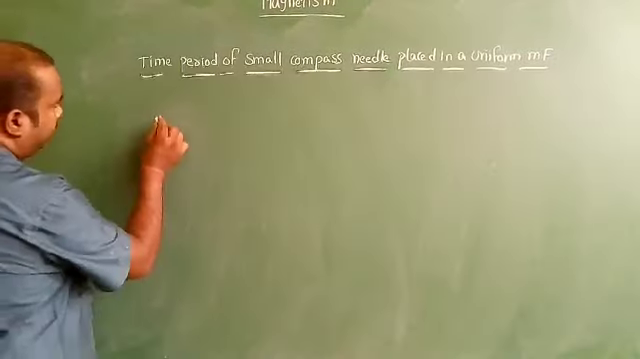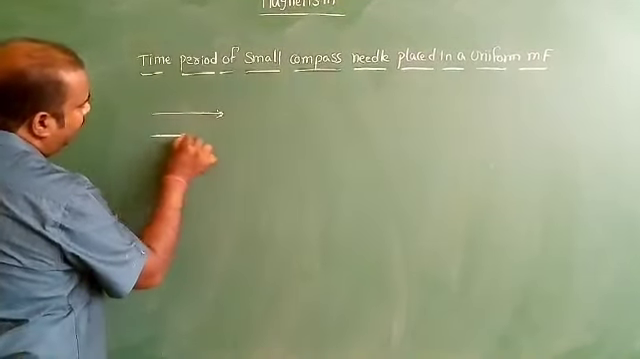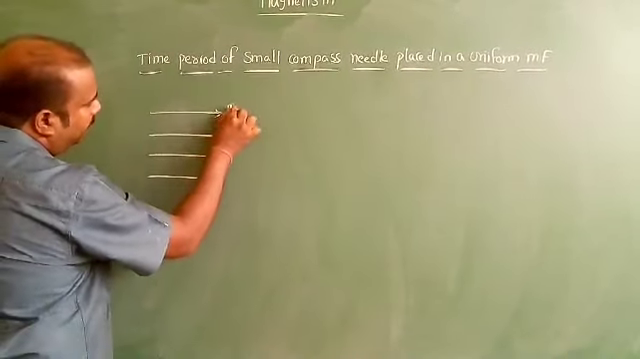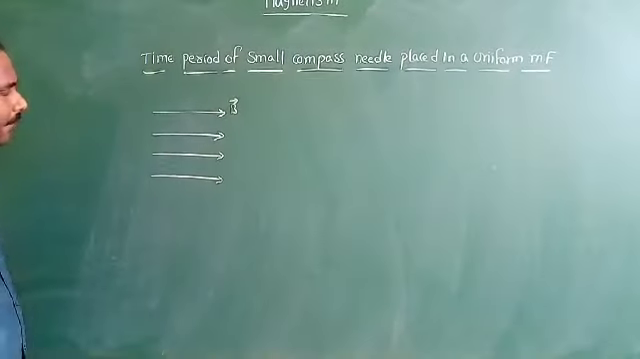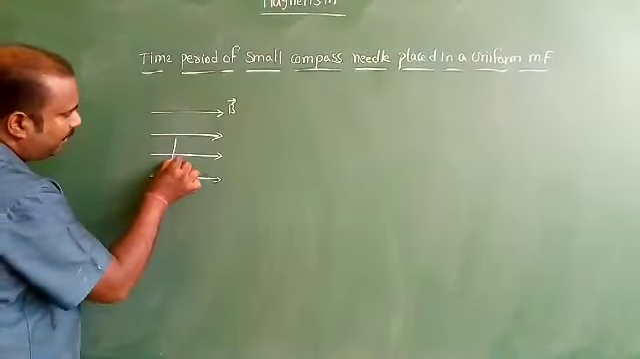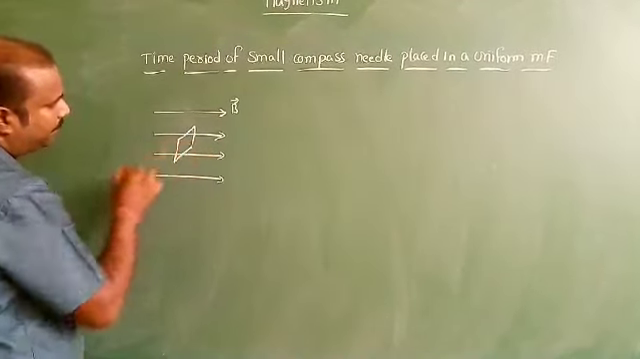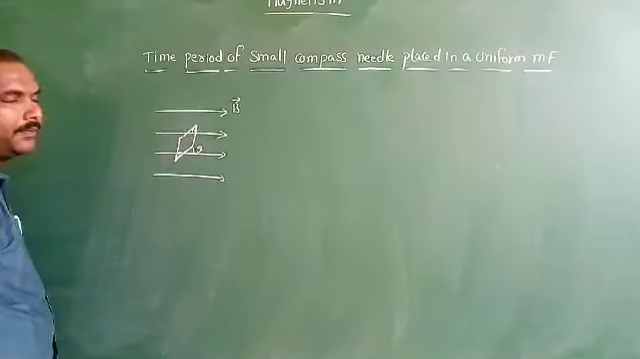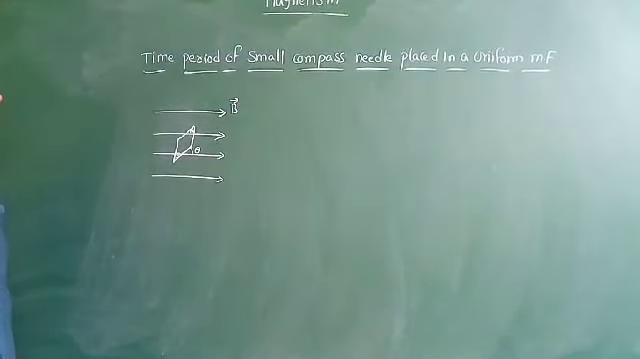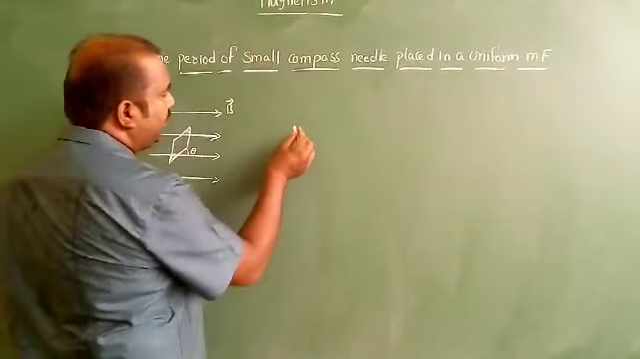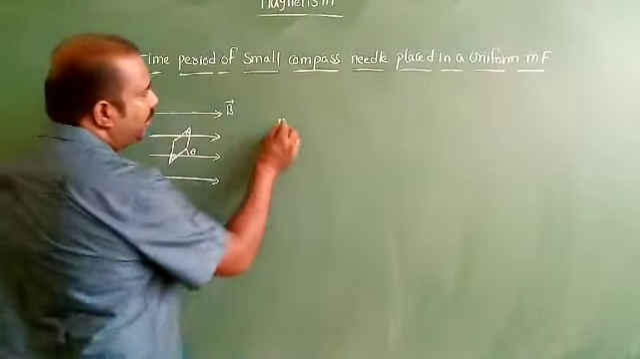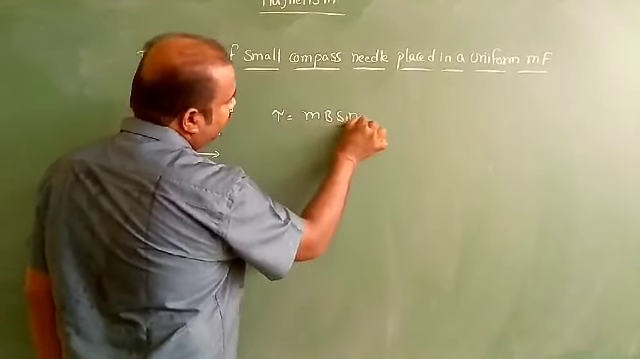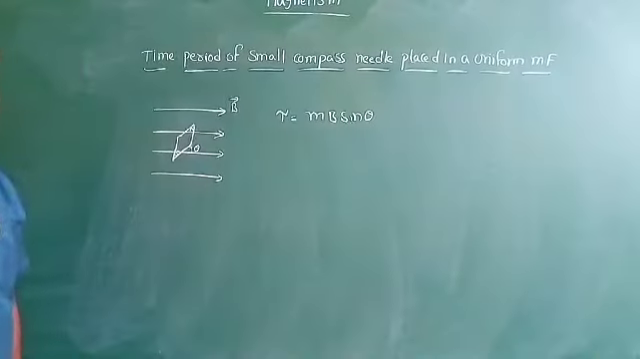Now, once again I am taking a uniform magnetic field. This is the uniform magnetic field. In this uniform magnetic field, I am taking one small compass. This is the compass. It makes an angle theta. This is north, this is south. Now, the torque acting on the dipole, the compass needle is nothing but one dipole, is given by tau is equal to mb sin theta.